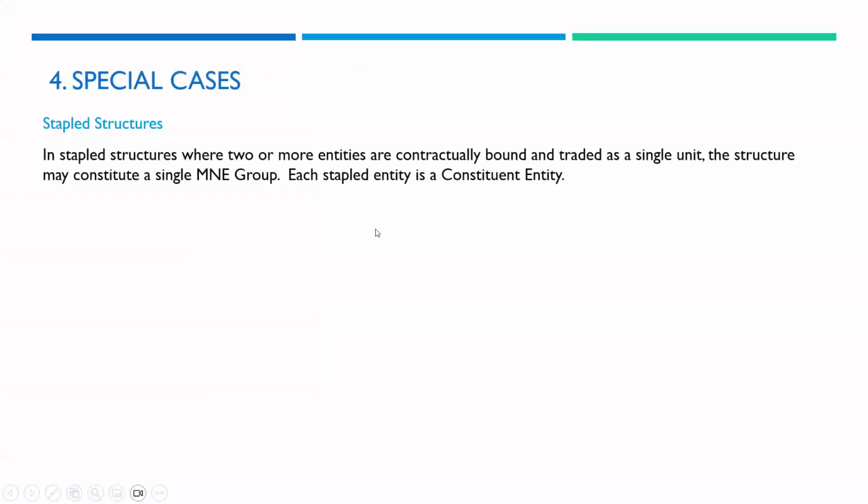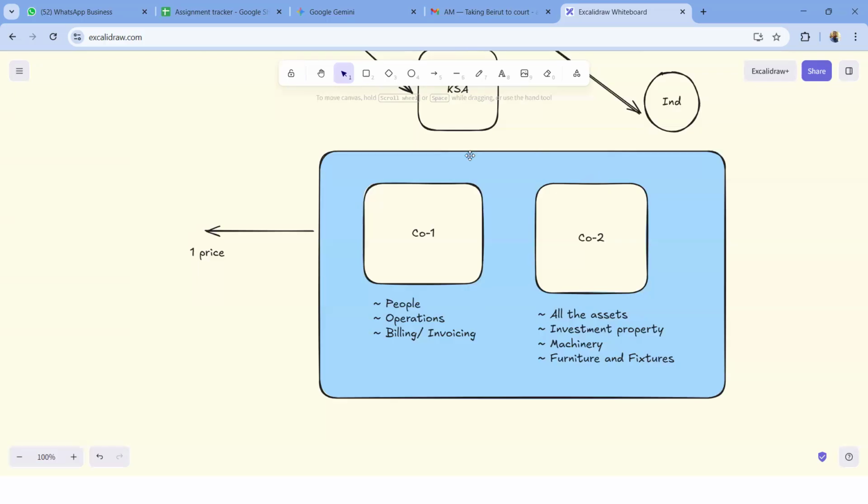So let's see. In a stapled structure where two or more entities are contractually bound and traded as a single unit, the structure may constitute a single MNE group. Each stapled entity is a constituent. So that means if the MNE group has such a structure, this is not one constituent entity, rather it is two constituent entities. Company one and company two would be seen separately.